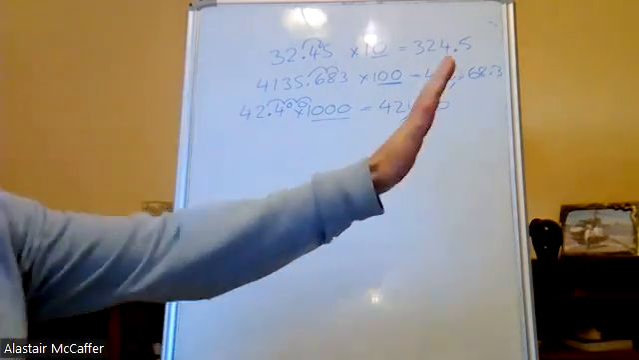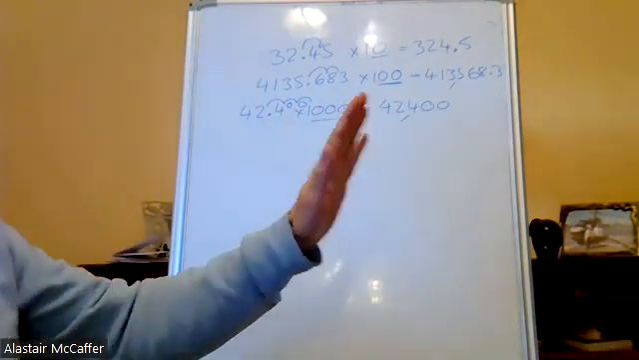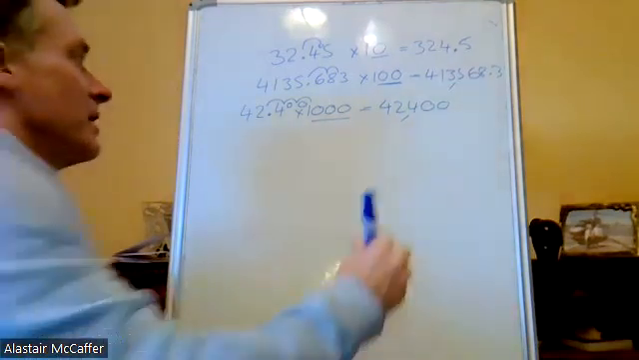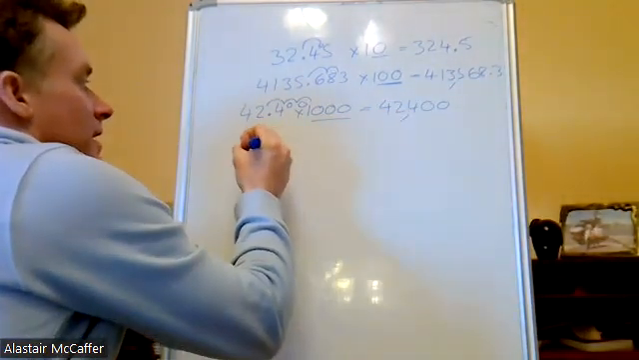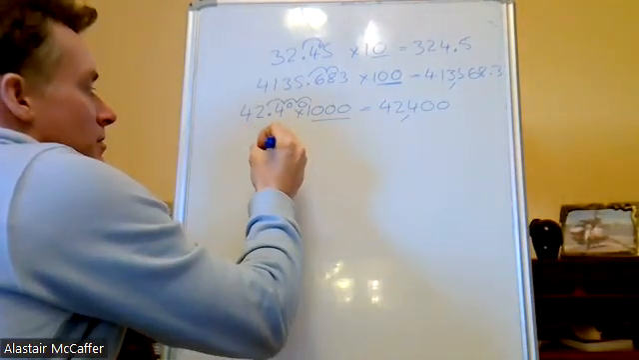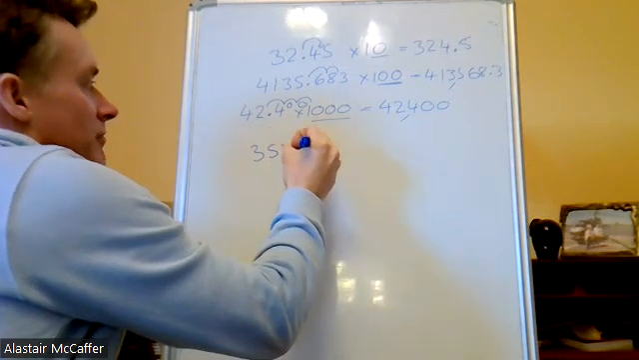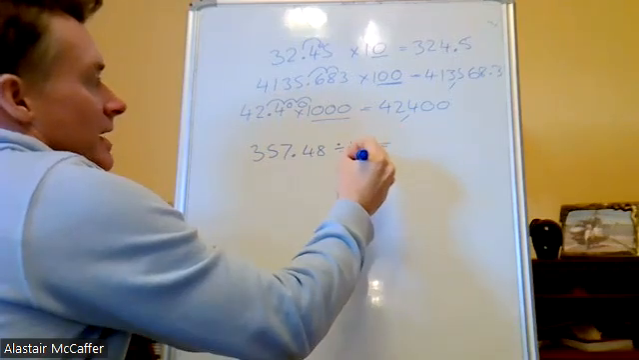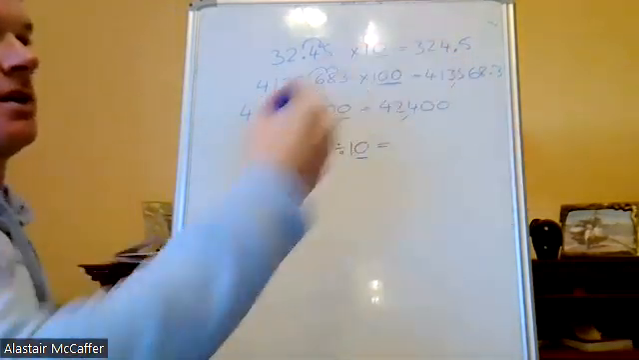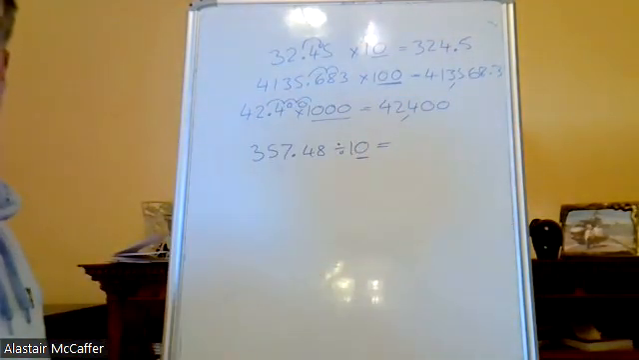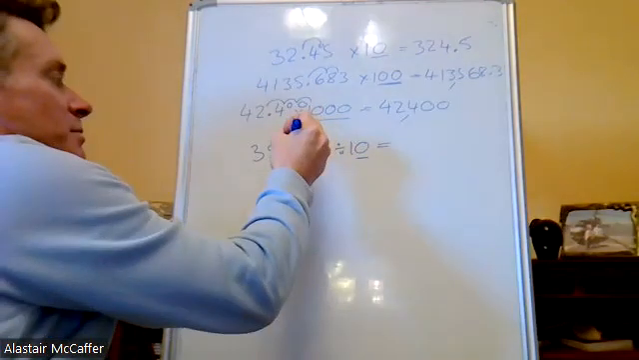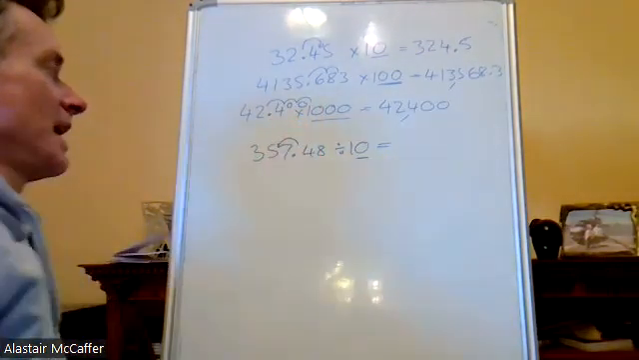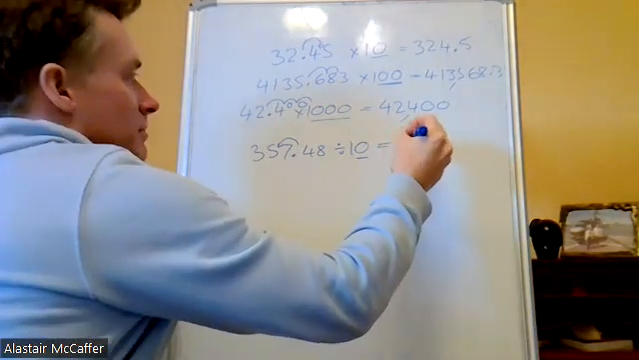Okay, so now let's go on to divides. If you times, you move the decimal point to the right. If you divide, you move it to the left. So if we had something like 357.48 and we were to divide that by 10, again you've got 1 zero, and you're dividing, so the number's getting smaller, so you move the decimal point 1 place to the left.